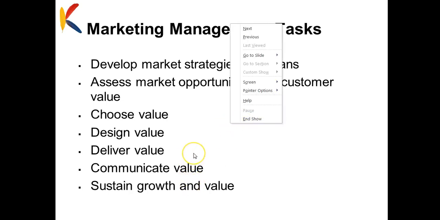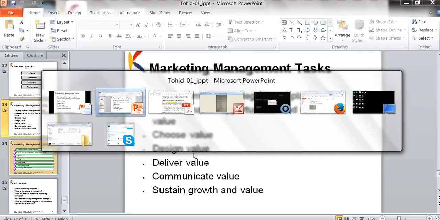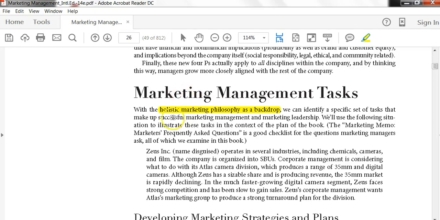If we go to the textbook, in other lectures we have already mentioned that Philip Kotler, the author of our textbook, takes holistic marketing as the holy grail, or you can say the all-encompassing marketing orientation for a company. The philosophy of the textbook is to think of marketing from a holistic point of view. So when we think about marketing management, we take that concept as a backdrop for our marketing management activities.